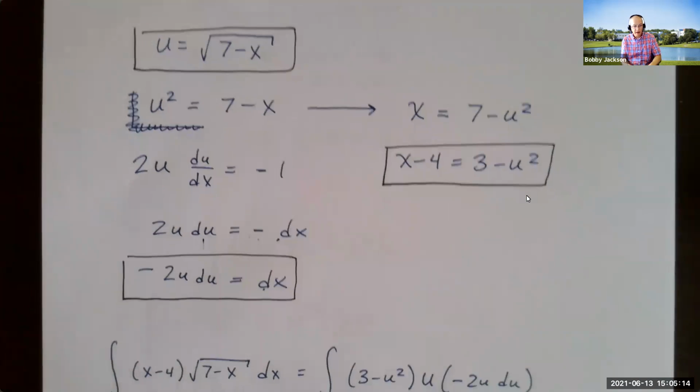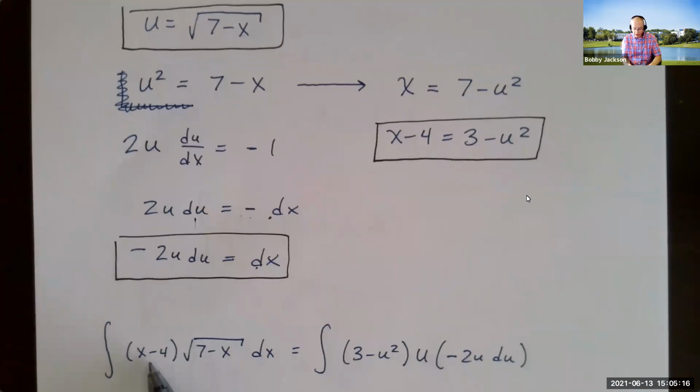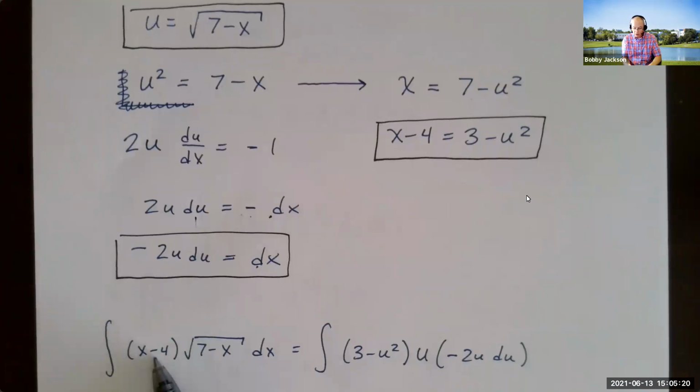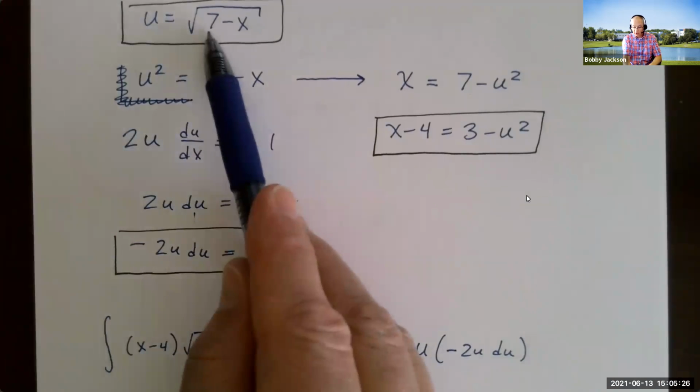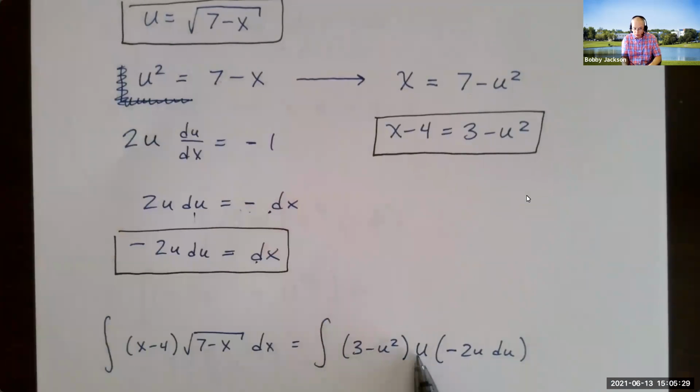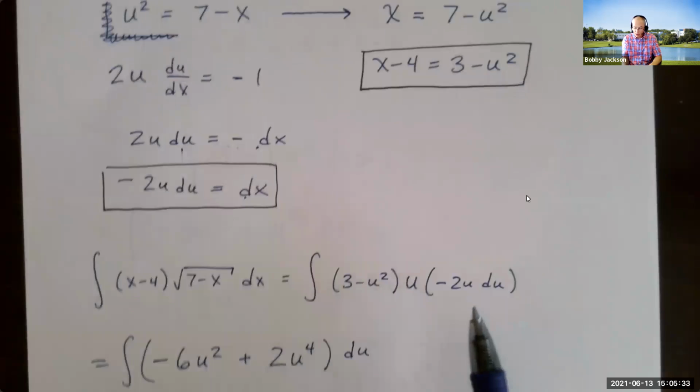And if I take those black boxes, you can see at the bottom here, here's the original integral, and just replace it. What's the x minus 4? The x minus 4 is 3 minus u squared. What's the square root of 7 minus x? Well, this times the square root of 7 minus x, the whole thing is just u. And then what's the dx? -2u du.